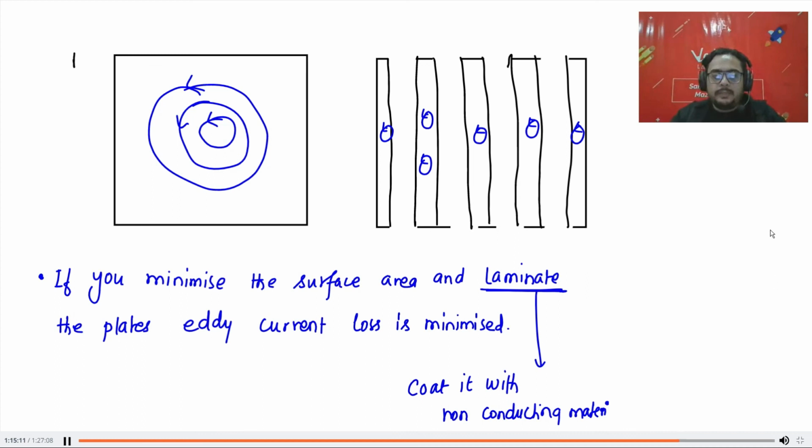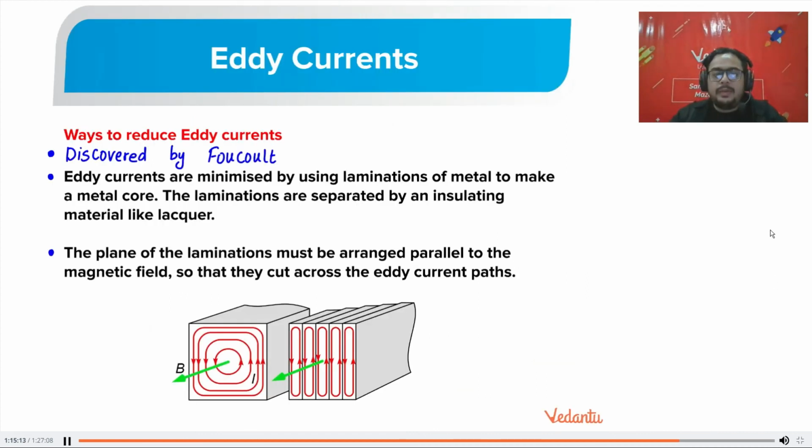They are insulated, so basically you will have smaller eddy currents. Are you getting my point? This you can understand by this example. Look at it here. Earlier I had a bigger block, so the currents are bigger. But now I cut them into smaller pieces, join them and laminate them also. Now smaller currents are formed.